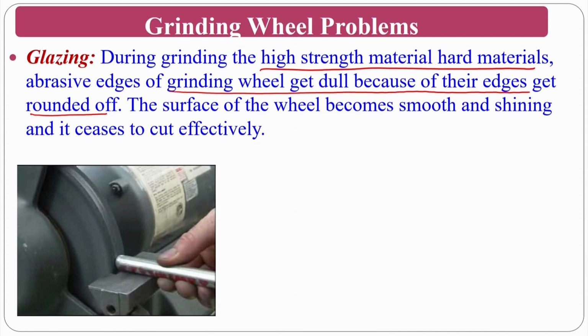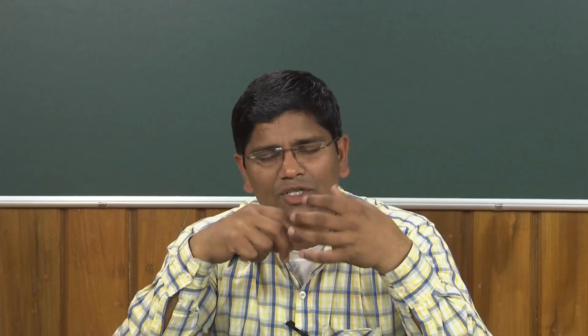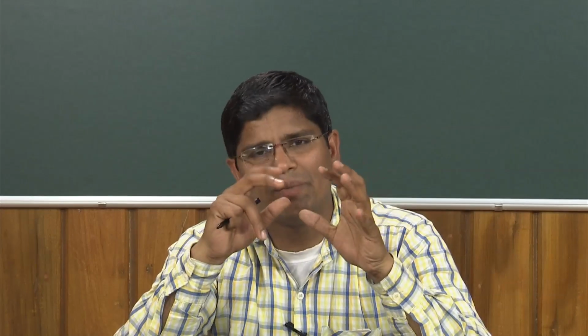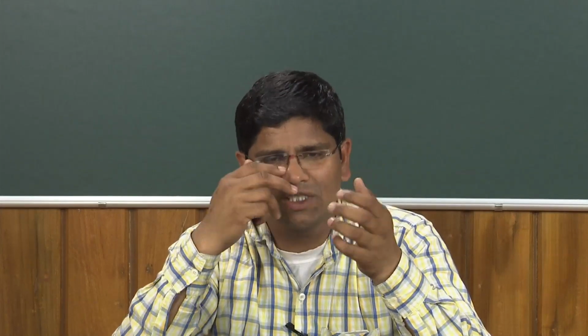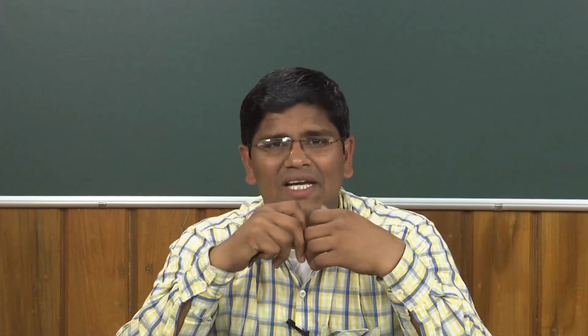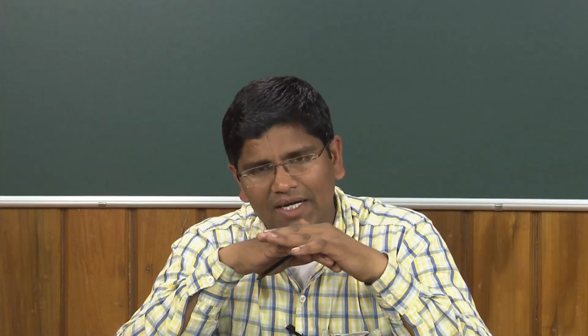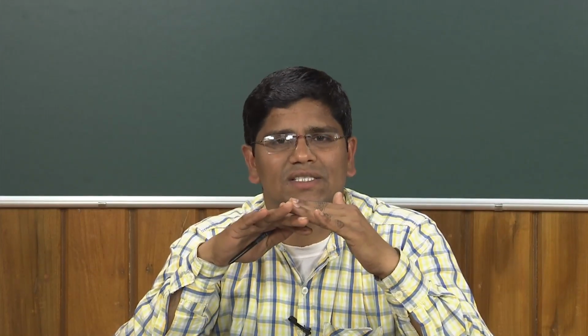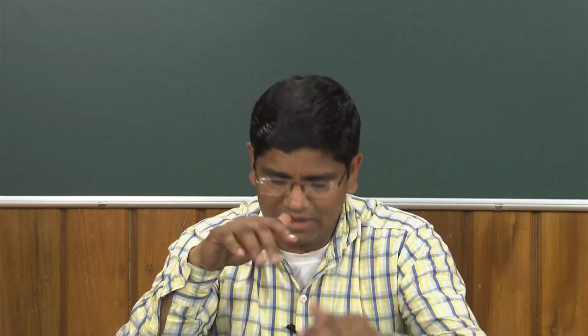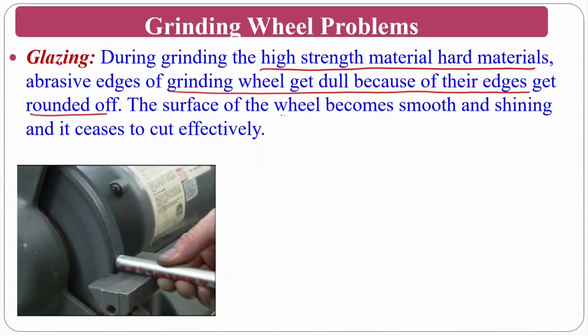against the hard workpiece, in those circumstances my abrasive particles are unable to remove the material and they break. Because these abrasive particles are ceramic particles, they have a brittle fracture, lose their cutting edges and become dull. Then the surface becomes smooth and shining, and it becomes less effective. If you see this particular picture, you can clearly see the difference here.